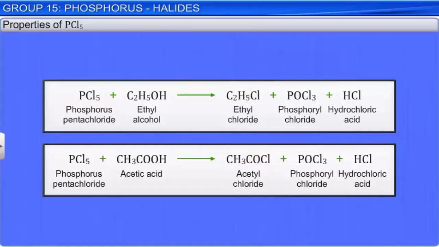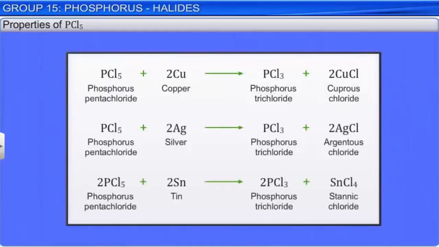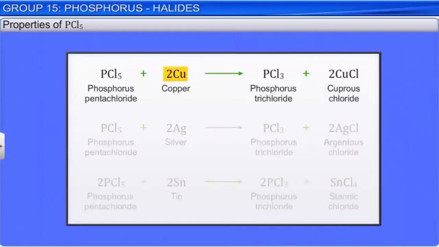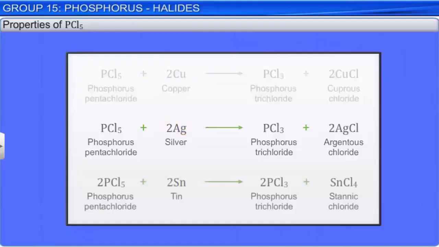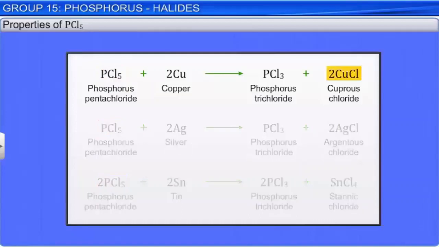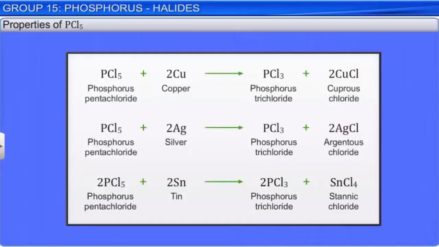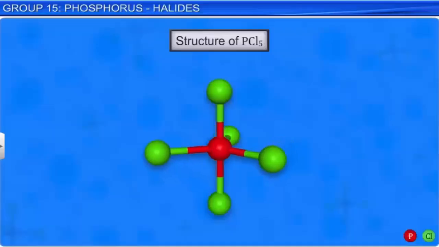When heated with finely divided metals such as copper, silver, and tin, phosphorus pentachloride forms the corresponding chlorides, namely cuprous chloride, argentous chloride, and stannic chloride. Next, let us look more closely at the structure of phosphorus pentachloride.